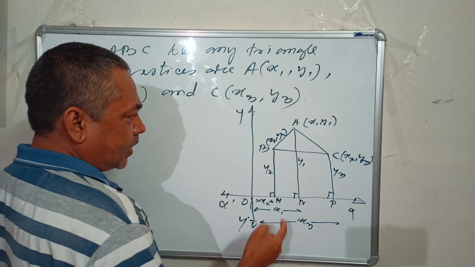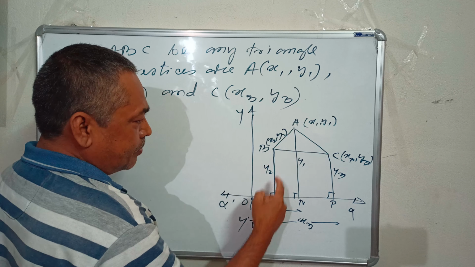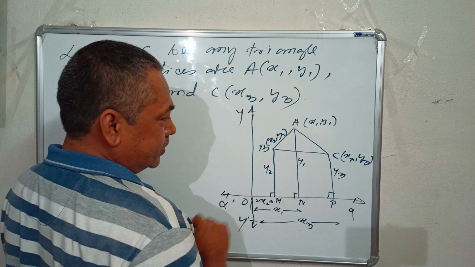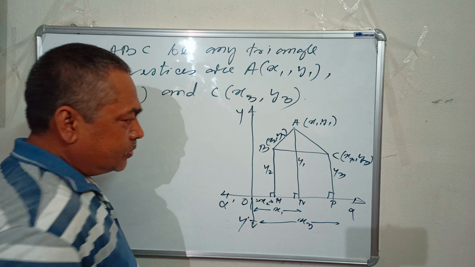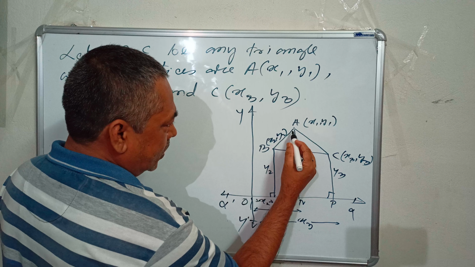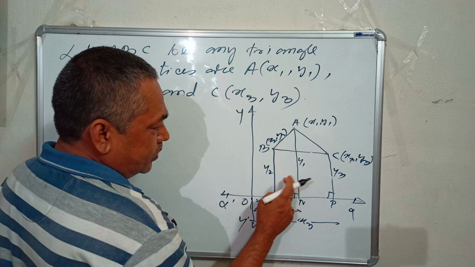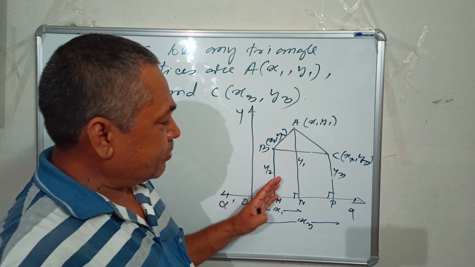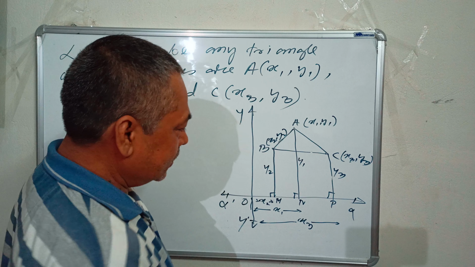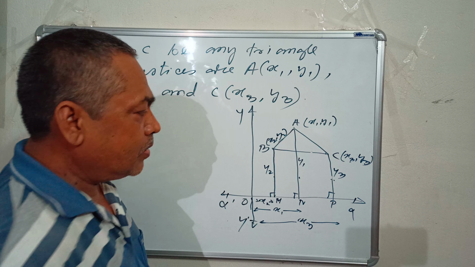From each vertex we drop a perpendicular: BM perpendicular to OX on the x-axis, AN perpendicular to it, CP also perpendicular to it. Then in this figure you want to find the area of this triangle. Now these are perpendicular lines on a line, and perpendiculars are parallel to each other. That means these two lines are parallel, these two lines are parallel, these two lines are also parallel.